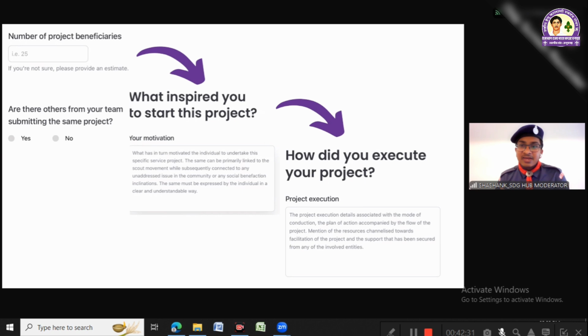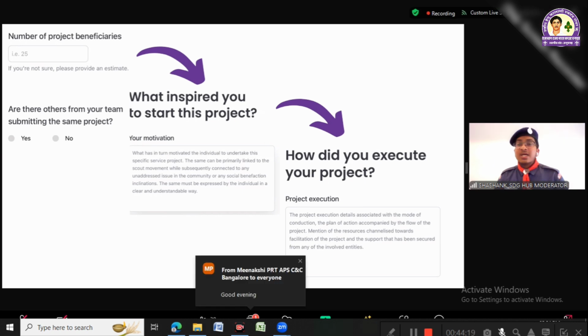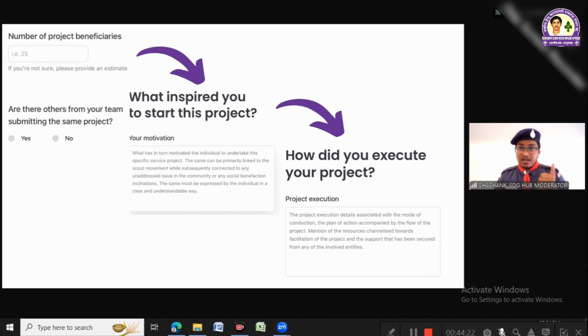But apart from scouting, you will be having one or more reasons why you did this project. It could be addressing any issue in the community or your personal inclination towards any specific topic, or it could be your friend or anyone who has suggested you to do it. So I would suggest that including scouting, you can add one or two more reasons which actually inspired you to do the project. And if you think there is nothing, it is fine.